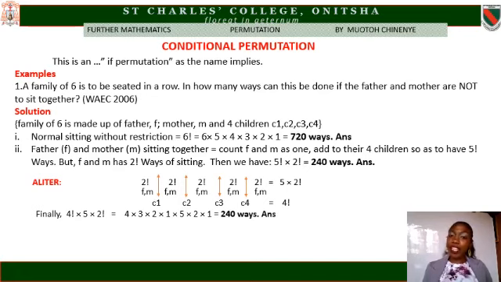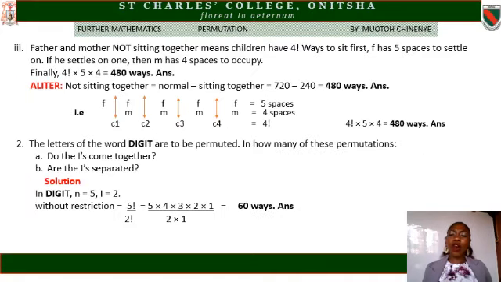Remember, for the father and mother to sit, they already have 2 factorial ways of sitting because they are 2. And when you collect them together, we have 5 times 2 factorial for the sitting arrangement of the father and the mother, times 4 factorial for the sitting arrangement of the children. And when you collect them together, simplifying, we are going to have 240 ways as our answer. Then let's go to the question proper.